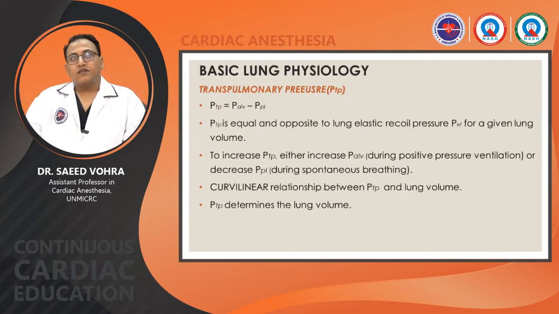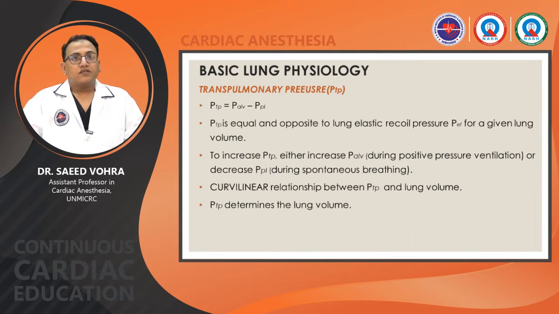Now, coming to the basic lung physiology, transpulmonary pressure is equal to the alveolar pressure minus the pleural pressure. Transpulmonary pressure is equal and opposite to the lung elastic recoil pressure for a given lung volume. To increase the transpulmonary pressure, either you need to increase the alveolar pressure during positive pressure ventilation, or decrease the pleural pressure, which occurs during spontaneous breathing.